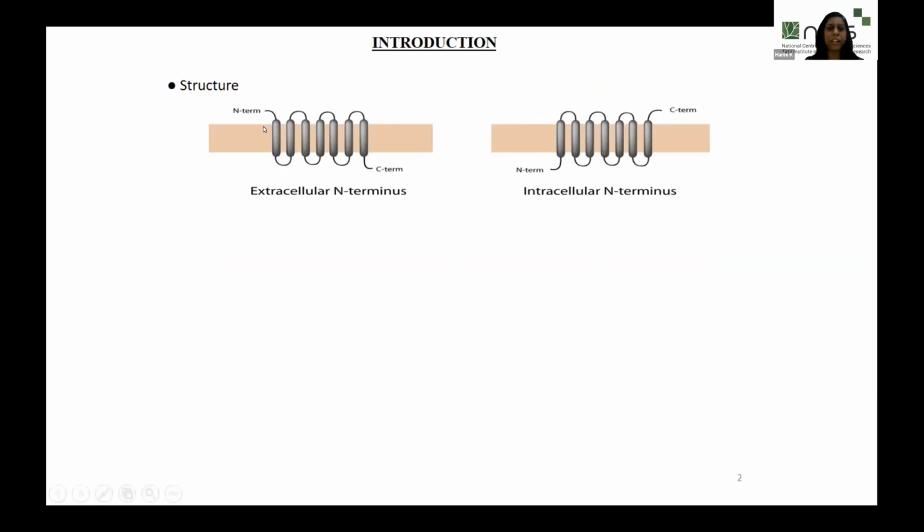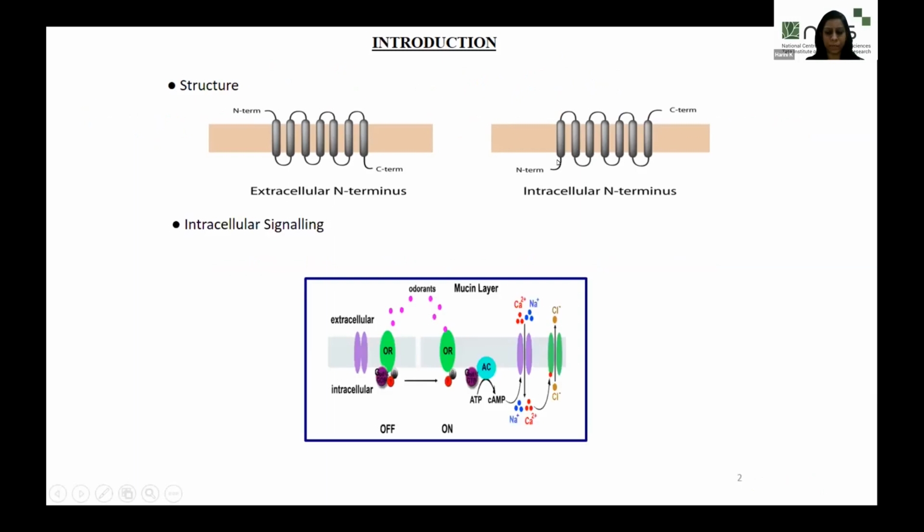To give you a brief introduction, olfactory receptors, as ma'am just mentioned, belong to the class A GPCR proteins, and they have a 7-transmembrane helical structure, with, in the mammalian ORs, an extracellular N-terminus and an intracellular C-terminus. In the insect olfactory receptors, especially the dipteran insects, it's an intracellular N-terminus and an extracellular C-terminus, suggesting that the topology is reversed. The intracellular signaling, however, is similar to GPCRs, where upon odorant binding, the G-alpha dissociates and converts ATP to cyclic AMP, which then propagates further ion channel activation at the membrane.